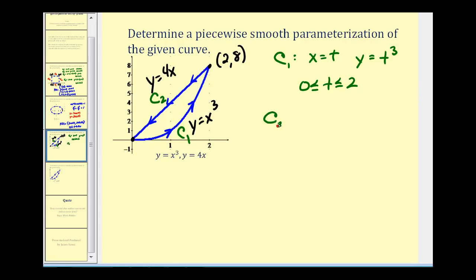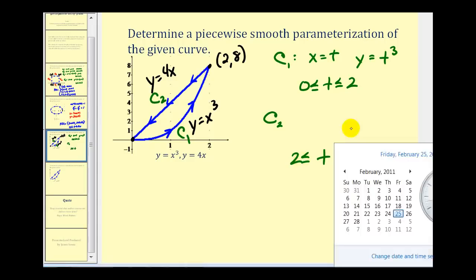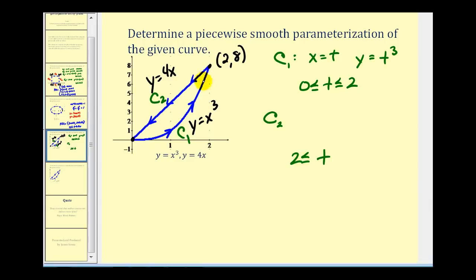Now for the second curve, we know that t has to start at the value of 2. And our path is along this line from the point (2, 8) back to the origin, or (0, 0). So for x, it starts at 2, and t also starts at 2, so we have 2 minus (t minus 2). When t is 2, this would be 0. When t is 3, this would be 2 minus 1. When t is 4, we'd have 2 minus 2, which would be 0, back at the origin for the x-coordinate.